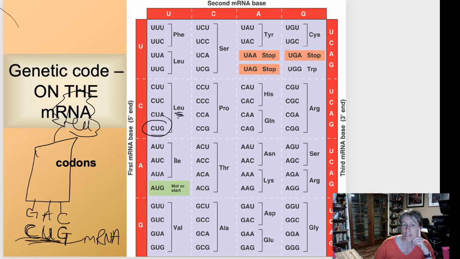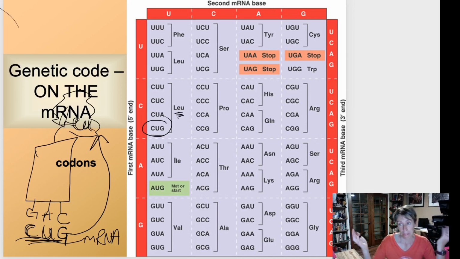So this results in leucine being added in next to the growing protein chain, because the only tRNA that can attach to CUG is the one that has GAC on its butt. And tRNAs that have GAC on their butts will always have leucine stuck to their heads. Just how it goes. It's a pretty amazing system.